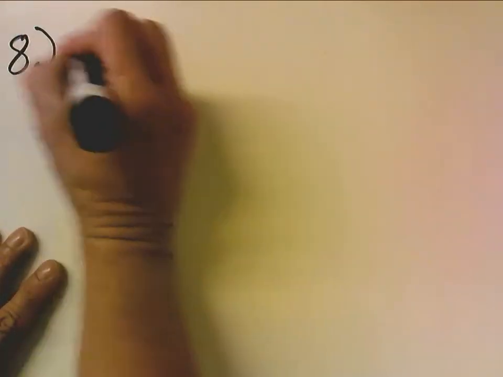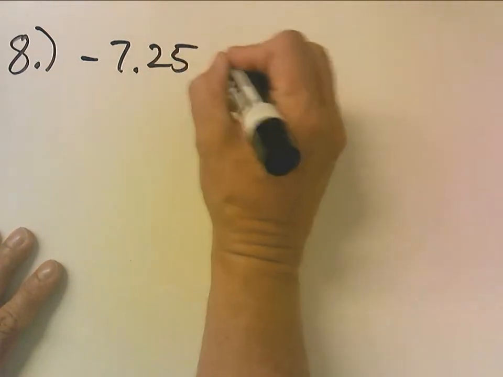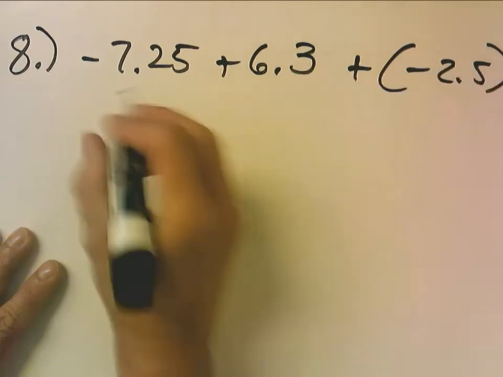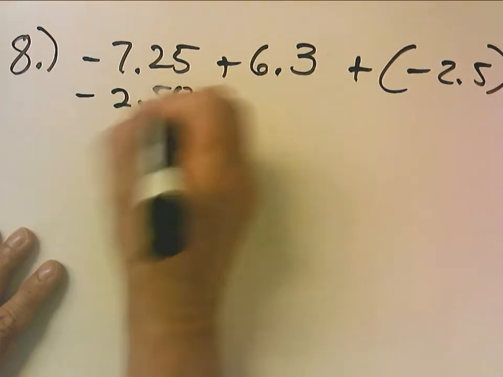Now, we'll look at number 7. Now, when you have a bunch of decimals, 3 numbers, you always add the 2 positives together first and then subtract the negative. In the case of number 8, we're going to add the 2 negatives together. Why don't we do number 8 together? So number 8, negative 7.25 plus 6.3 plus negative 2.5. I'm going to add my 2 negatives together first.